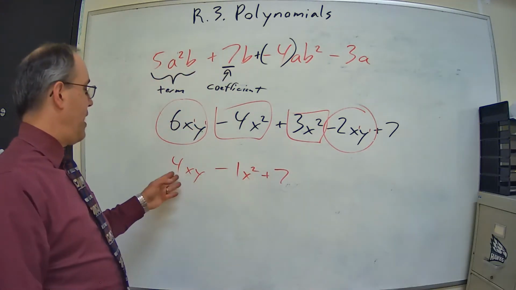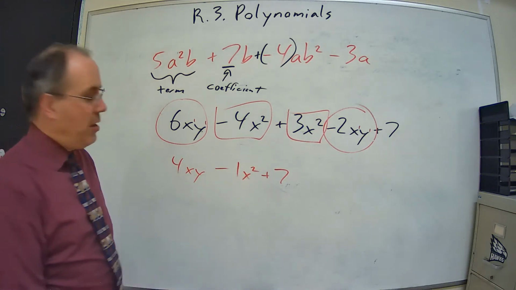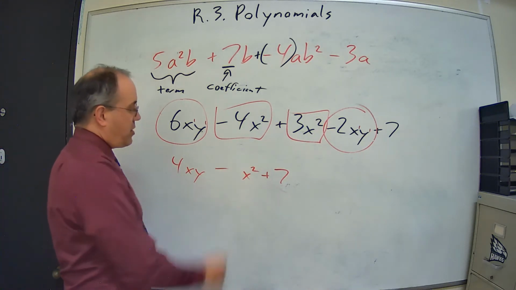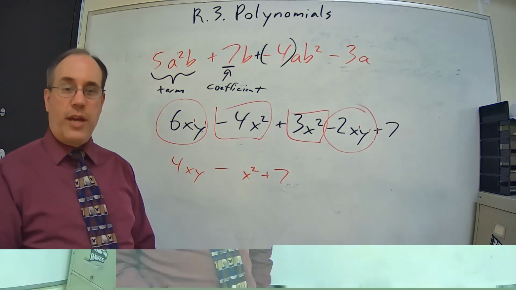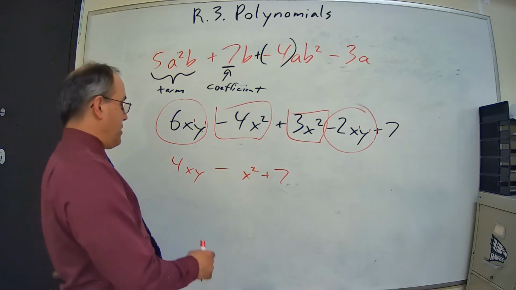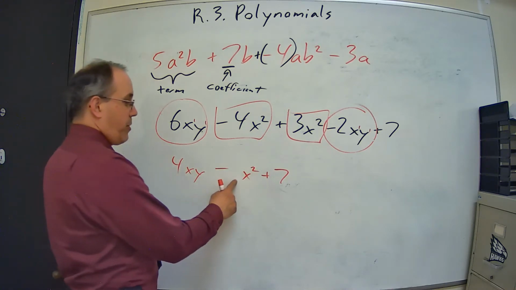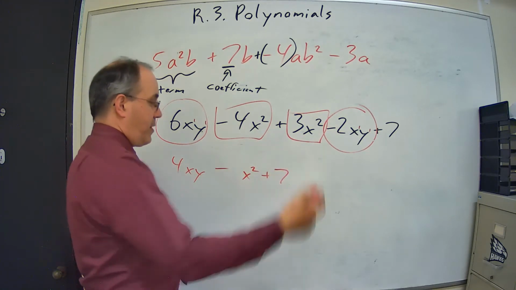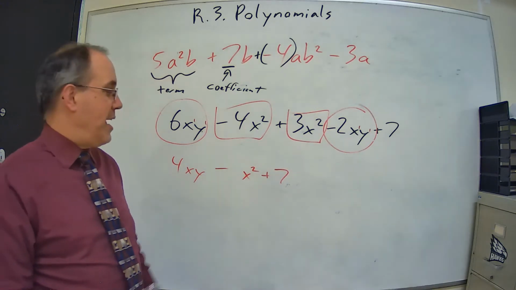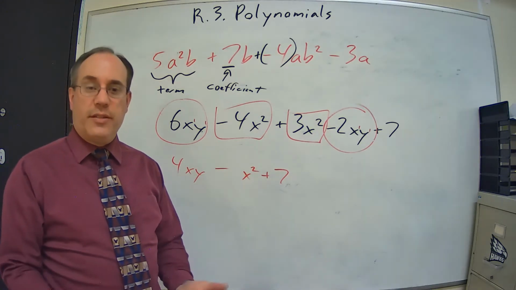So we can see that I have 4xy − 1x² + 7, which you may see, well, what's the use of keeping that 1 there? It's not doing anything for me. But do realize that this term has a coefficient of 4, this term has a coefficient of negative 1, and this term is the constant term, so you could say it has a coefficient of 7, or the constant term is 7.